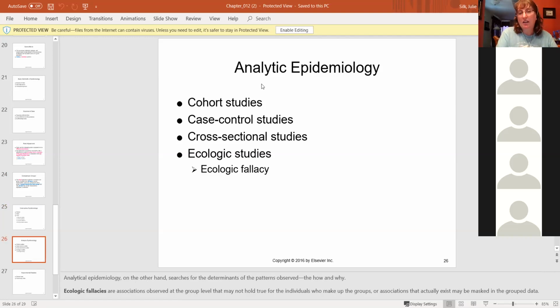All right, and then analytic epidemiology. Analytical epidemiology, on the other hand, searches for the determinants of the patterns observed, the how and the why. Ecologic fallacies are associations observed at the group level that may not hold true for the individuals who make up the groups, or associations that actually exist could be masked in the group data.